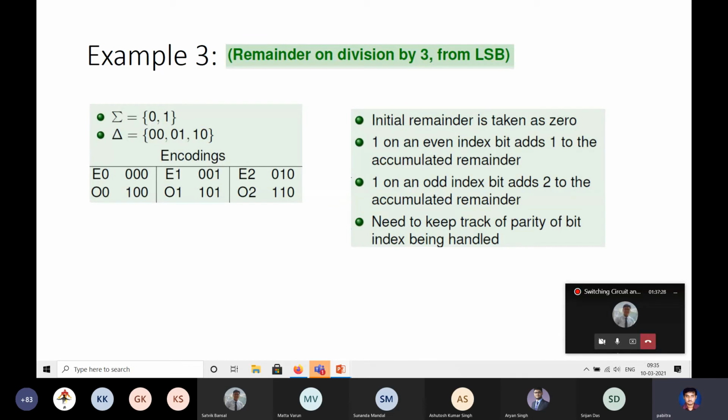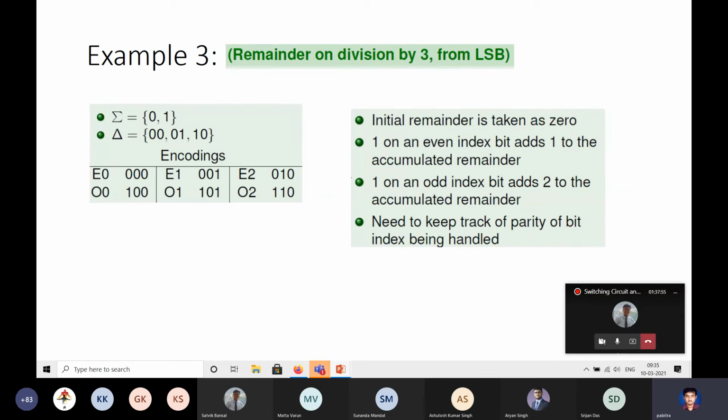Okay. Also, you need to keep track of whether the next bit that you are reading, the next value that you are reading, has an index of even parity or odd parity. The next index is even or odd. That you need to remember.